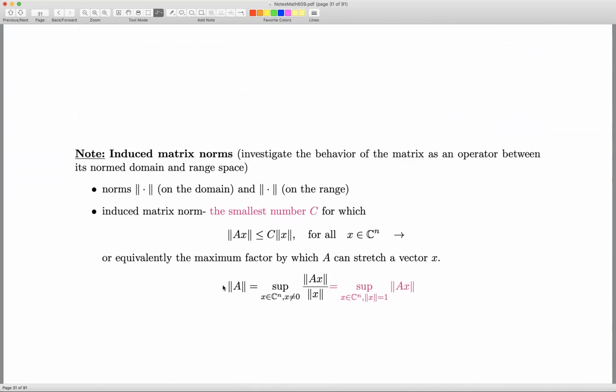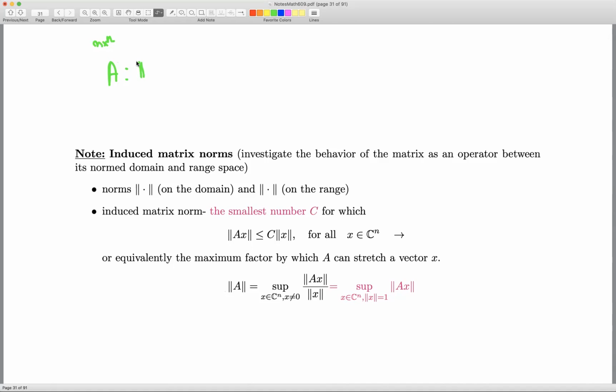So we investigate the behavior of a matrix as an operator between its domain and range spaces. So what does that mean? If I have the matrix A, then let's say it is n times n, and let's say it is with real entries.